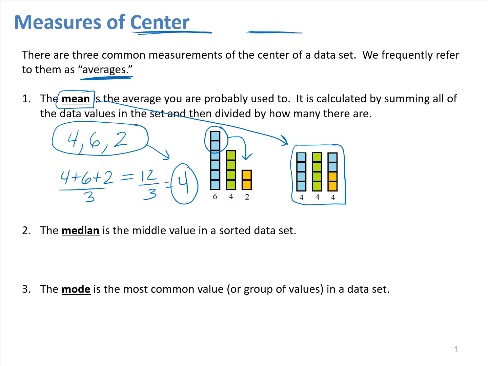If you were to rearrange them so that they're all the same height, that common height is what you are calculating when you calculate the mean. So that's a visual understanding of the mean.